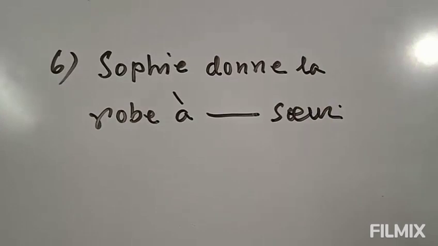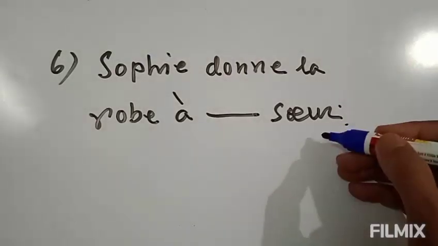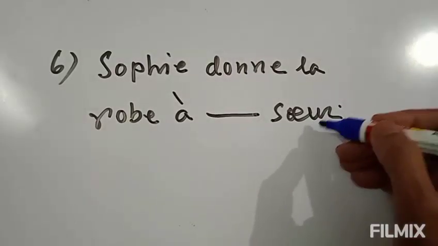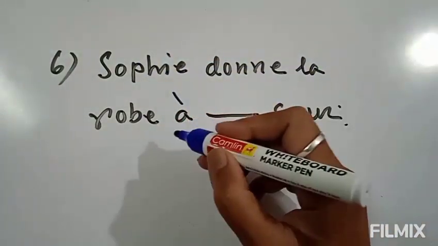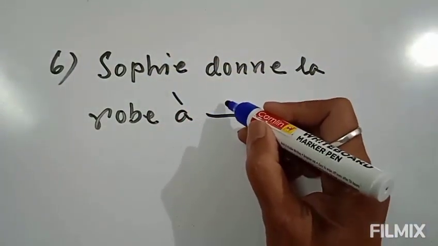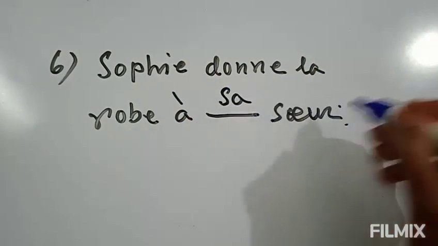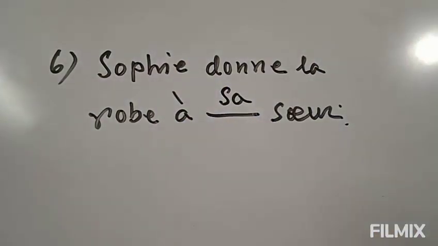Sophie donne la robe à sœur. Here, sœur is sister, feminine, singular. Sophie is a proper name. Sophie gives the dress to her, sa sœur. Okay, sa sœur.